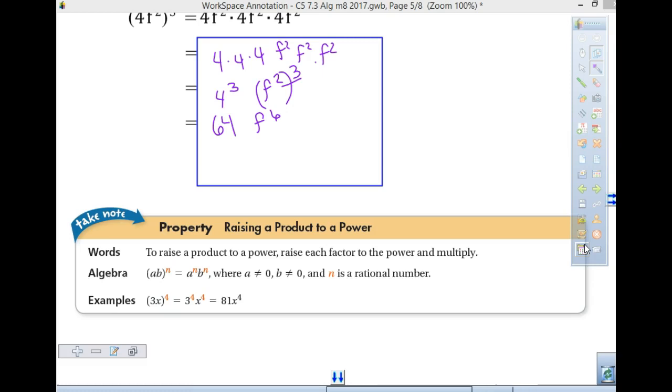So what happens is if you have something outside, you have to raise everything inside that parenthesis to the power. That's what this rule says. If you raise a factor to a power, then you multiply. So you have to take it. There's 2 things inside there. Both of them have to be raised to that power.